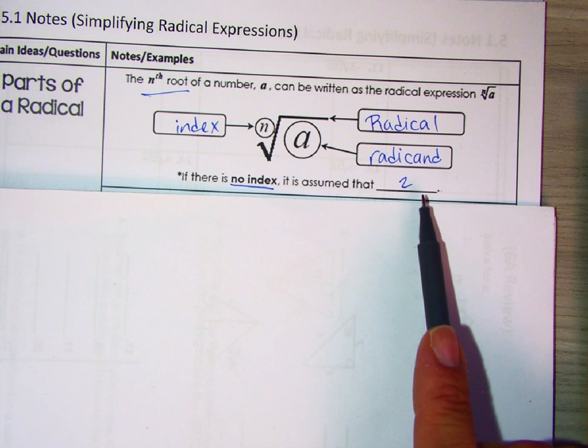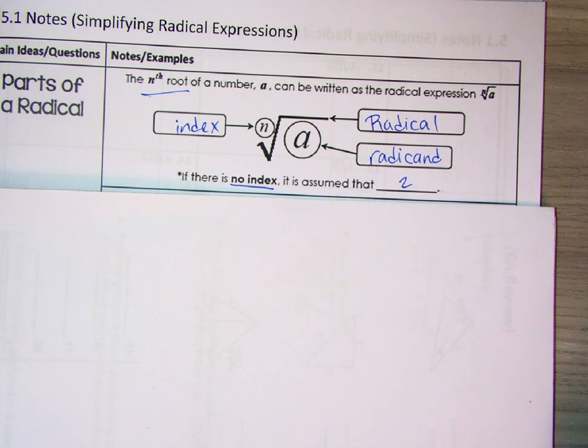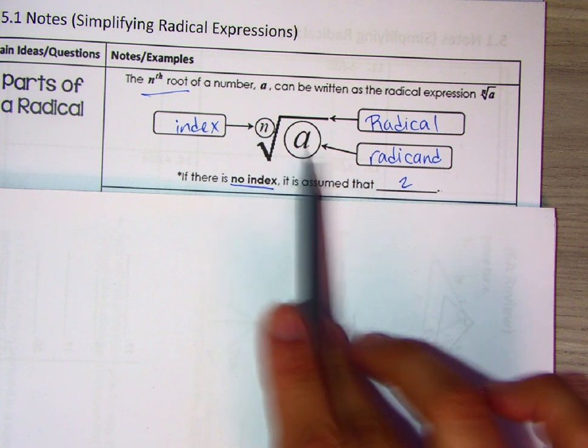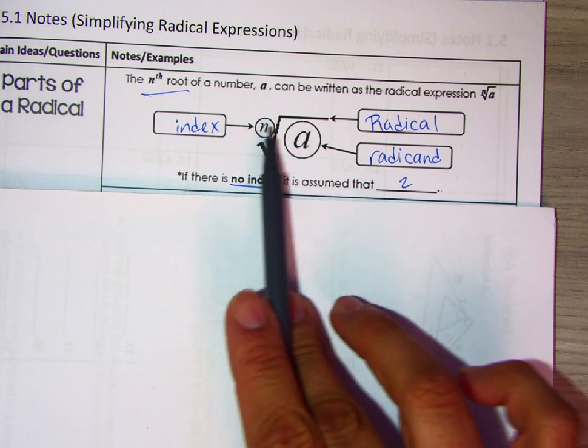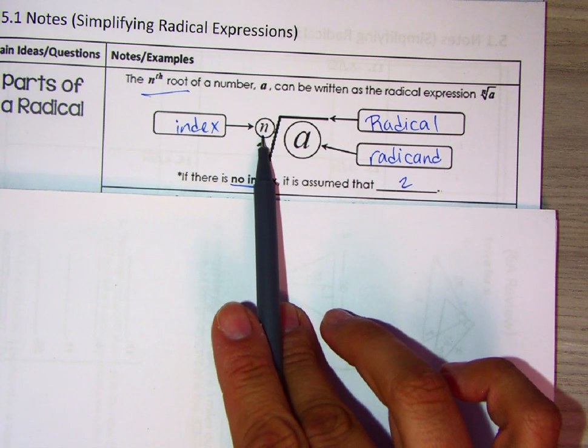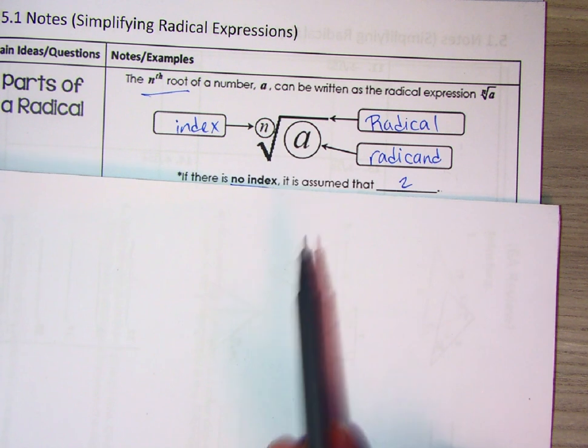So up to this point, you have seen square roots because you ask yourself what number times itself 2 times is in here in the radicand. But that number could change to any other number, and then that means you're looking for a different amount of numbers multiplied by itself.